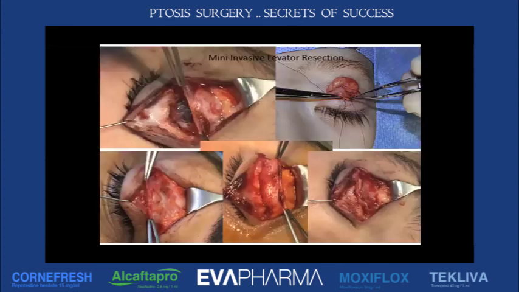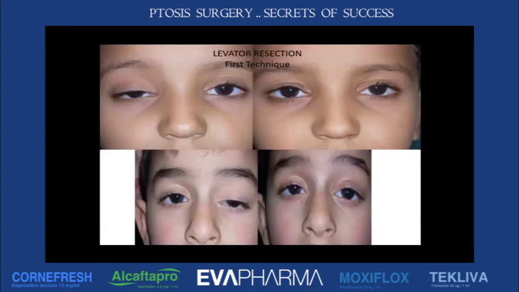Here is the classical approach with a large levator resection. Next, please. And our preferred technique is the mini-invasive levator resection with a minimum of dissection down to the retinal ligament, and the amount of resection is less than in the classical technique, with a better effect on raising the lid margin. Next, please. Here is a case of mini-invasive levator resection as the first technique in severe ptosis.